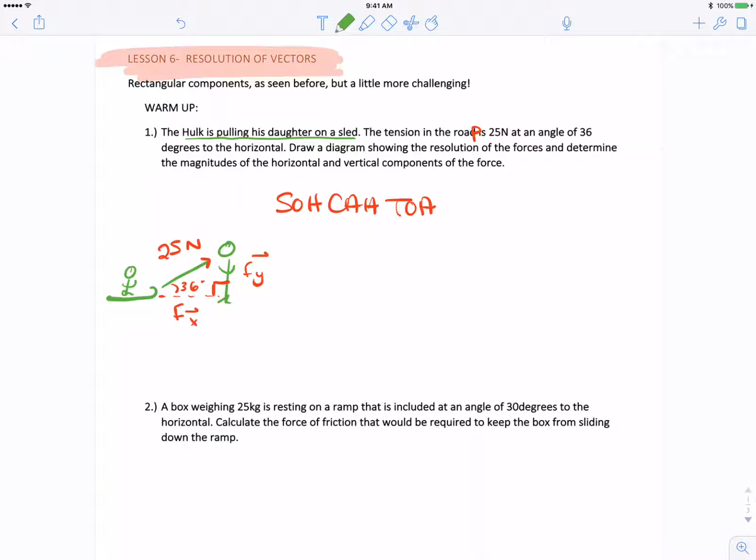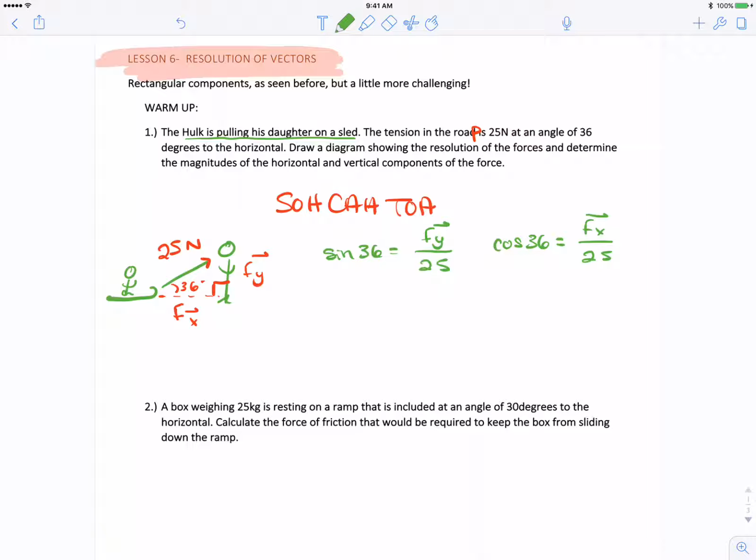So if I were to look for the vertical component, the y component, you're looking at opposite over hypotenuse, a variation of sine. So remember, sine of 36 degrees equals opposite over hypotenuse, so I'll just write Fy over 25. And if I were to look at my other ratio, it would be cosine of 36 equals adjacent, Fx over 25, and then I can solve for both of those values.